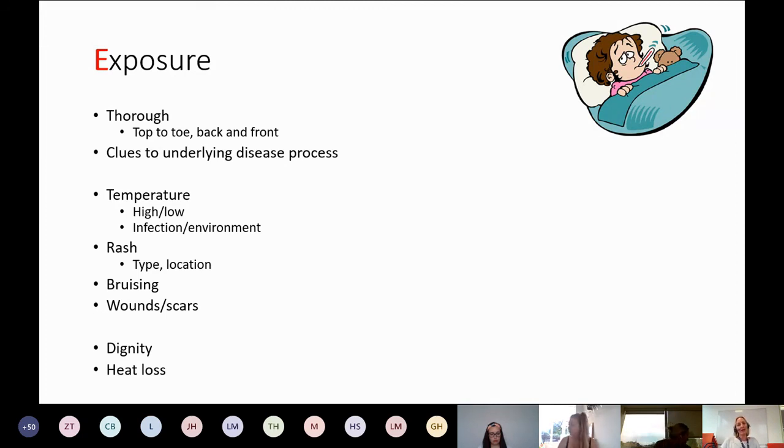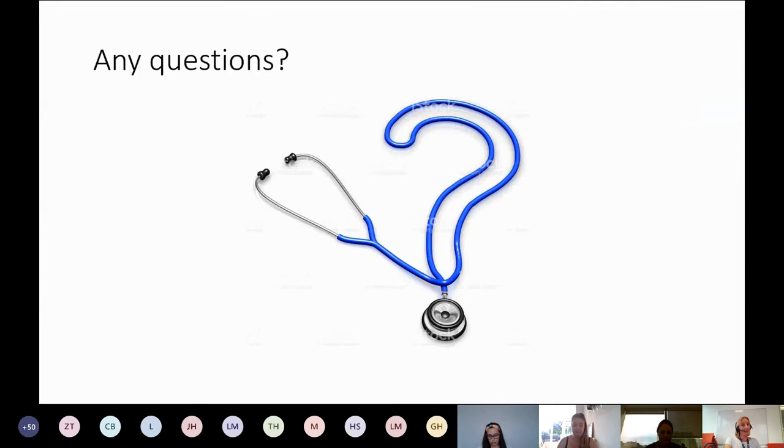While you are carrying out this final stage of your assessment, it's important, obviously, to remember the dignity of the child, and particularly with small babies to remember they lose heat very quickly. So much as we do need to expose them, to look at them top to toe and back and front, we also need to make sure that we don't let them get too cold while we're doing that. And that is the end of my A to E assessment.